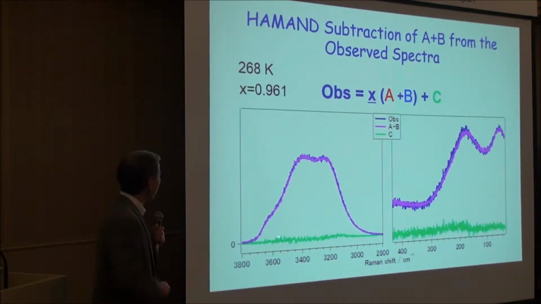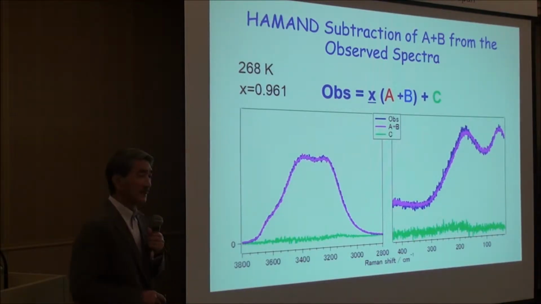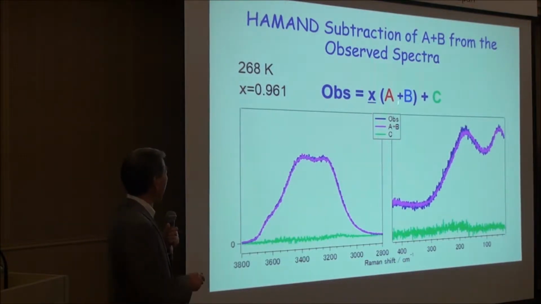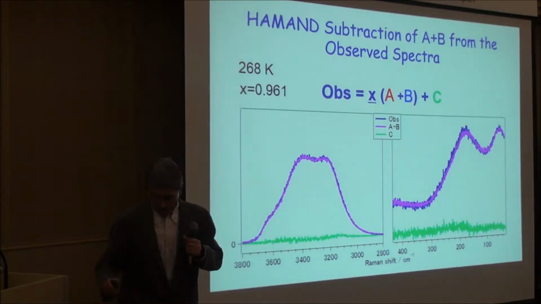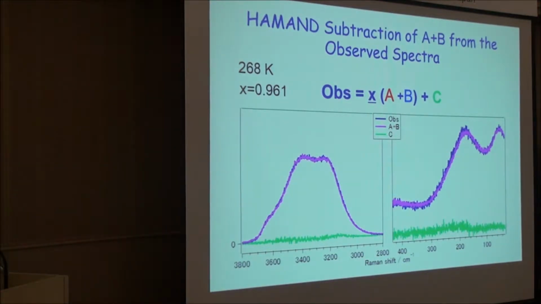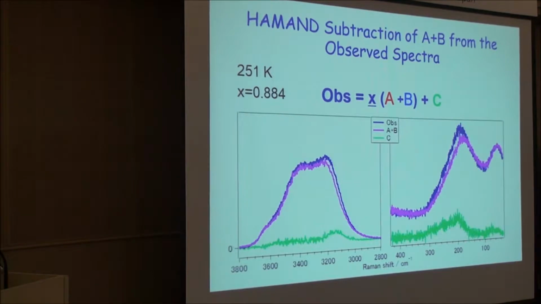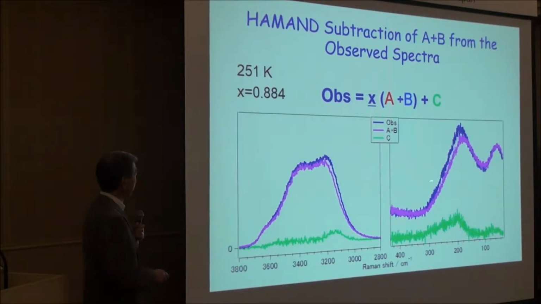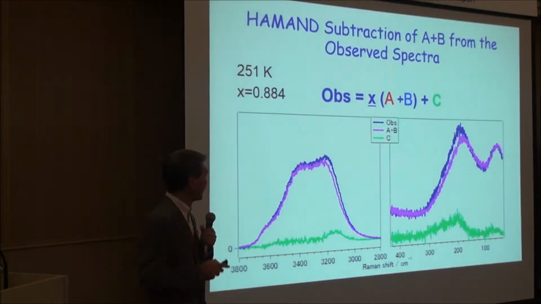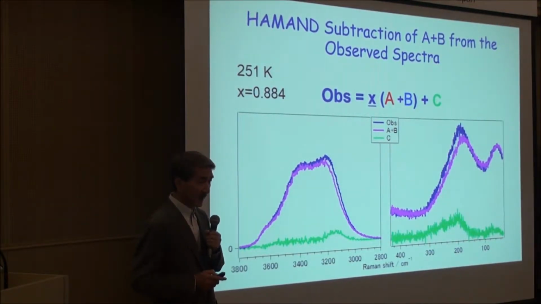That means almost all. This observed is black, and this violet is A plus B, and C is the remaining. So most of the spectra are from A plus B at this temperature, 268 Kelvin. But if you do it at 251 Kelvin, then this is observed, and this is A plus B, and you have the remaining C like this. It seems there are meaningful features remaining there.